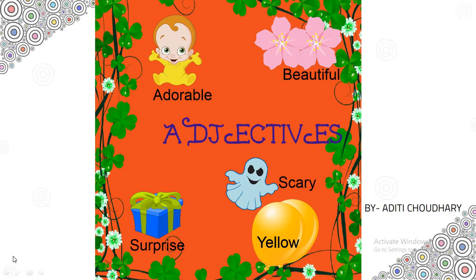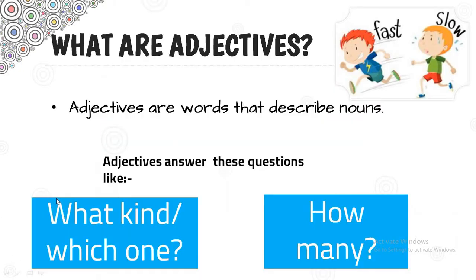Today we are going to learn about adjectives. What are adjectives? Adjectives are the words that describe nouns, that qualify the noun and describe it. So adjectives are words which qualify the noun, explain the noun and add something to the meaning of a noun or a pronoun.